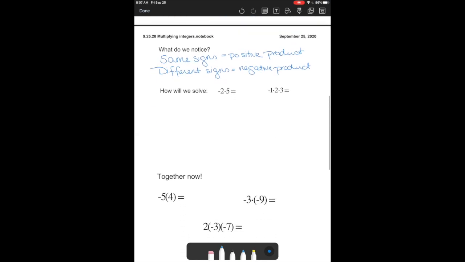All right, so I'm just going to walk through a few examples here just to make sure we understand it. First, we have negative 2 times 5, or the opposite of 2 times 5. So this is negative 10. And then, just to push our understanding a little bit further, we've got negative 1 times 2 times 3. Just like addition, I have to take this two numbers at a time. So I'm going to do negative 1 times 2, which is negative 2, times 3, which is equal to negative 6.